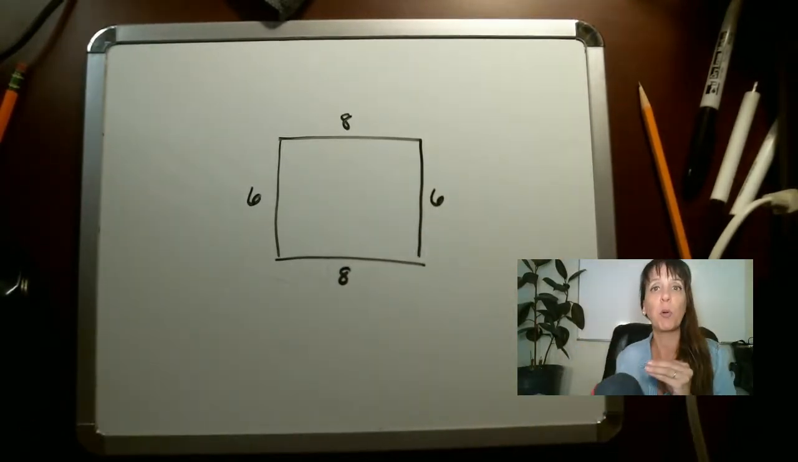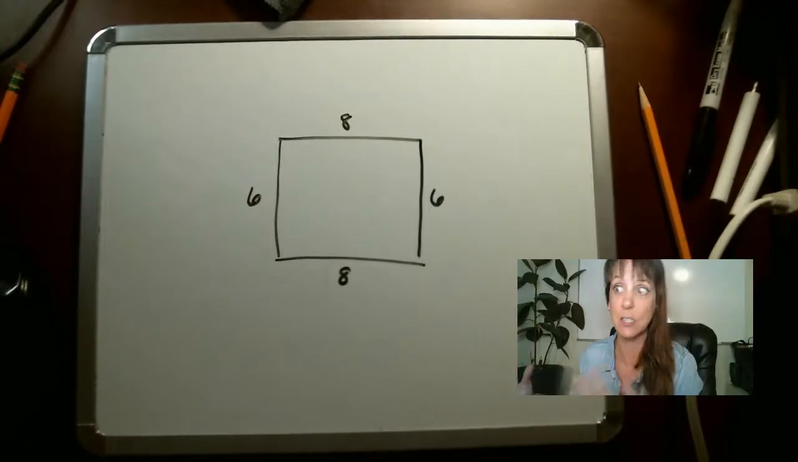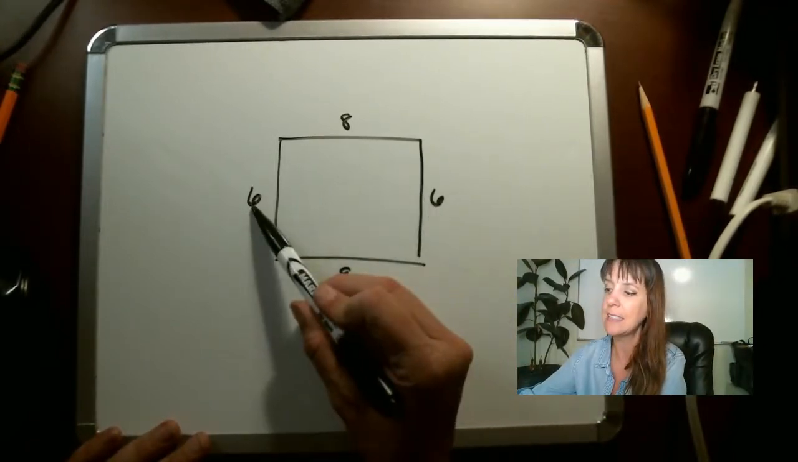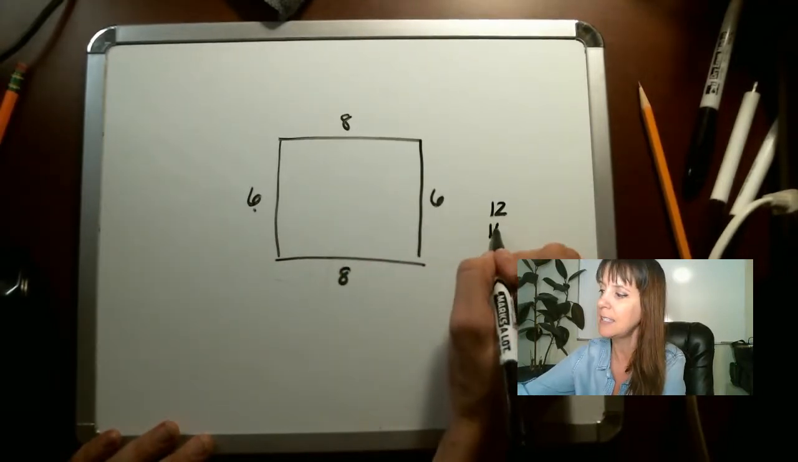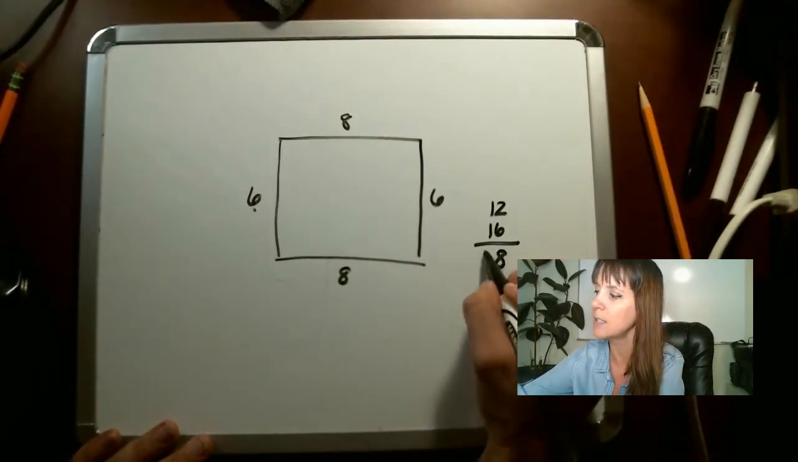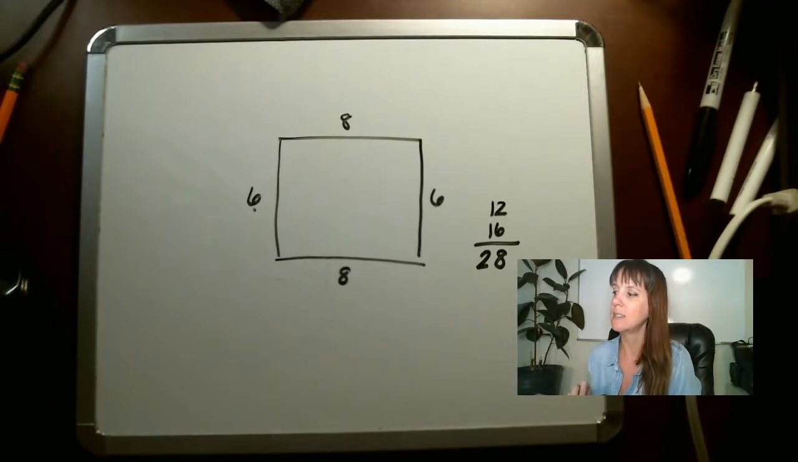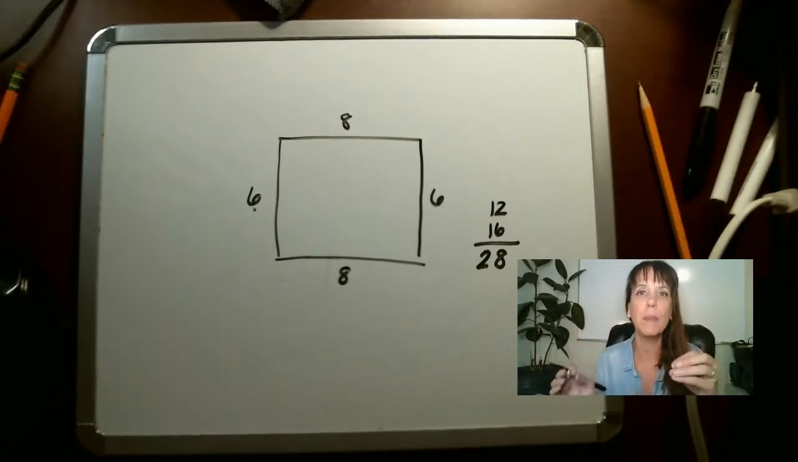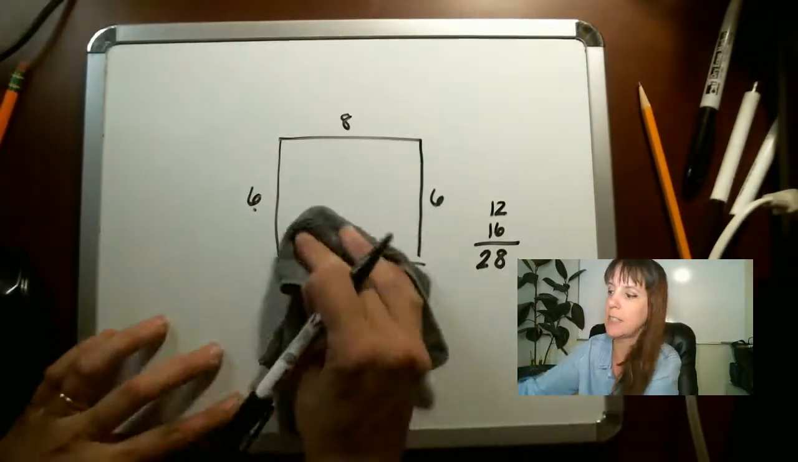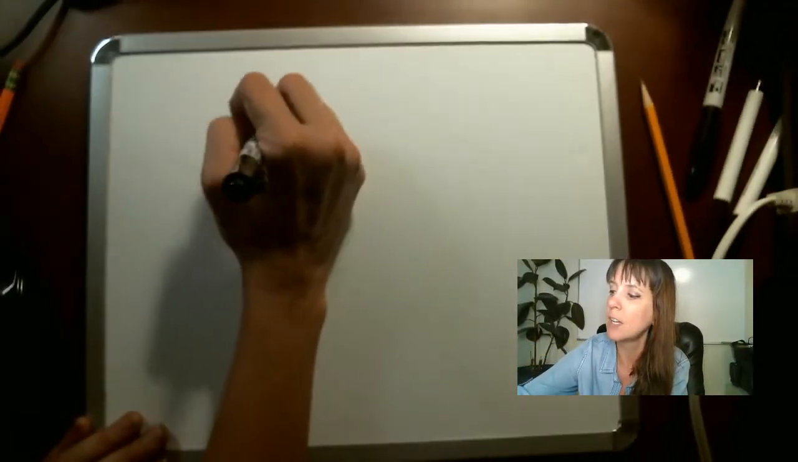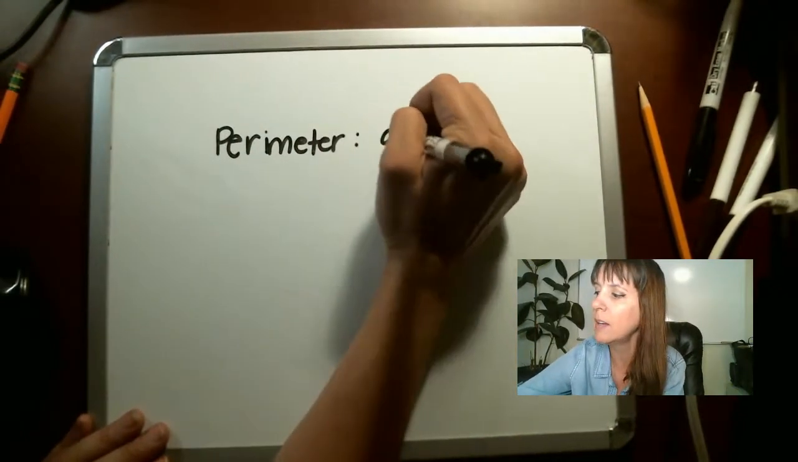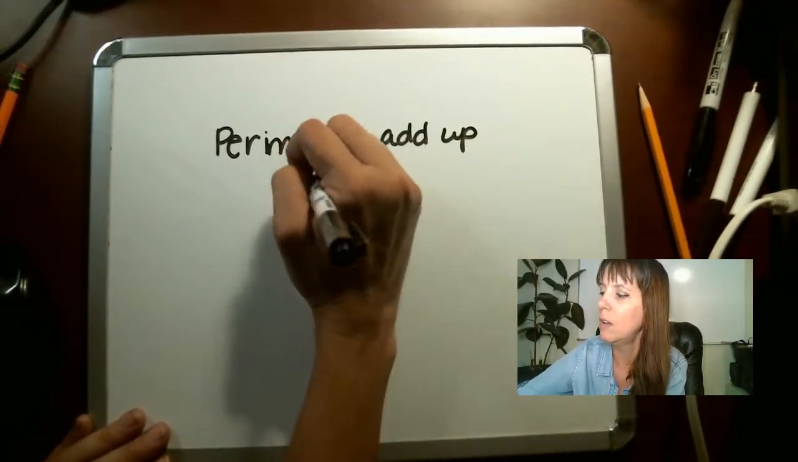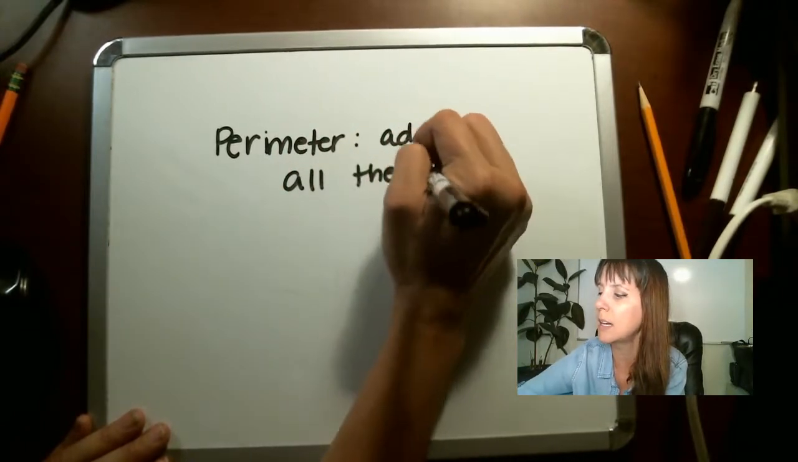In order to find the perimeter, or as much fencing as you need, you're going to take 6 and 6 and add that together. You get 12, 8 and 8, 16. That gives us 28. So perimeter is literally just adding up all the sides. I want you to write that down. Perimeter, this needs to go in your notes. Perimeter, add up all the sides.